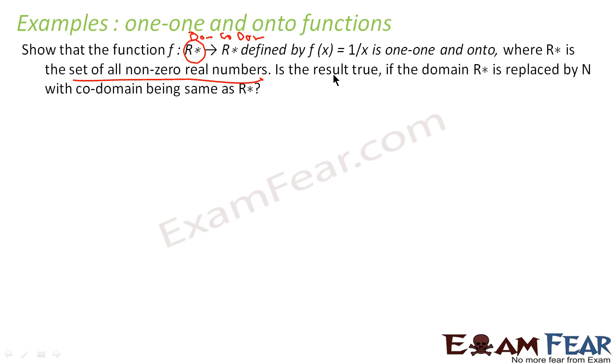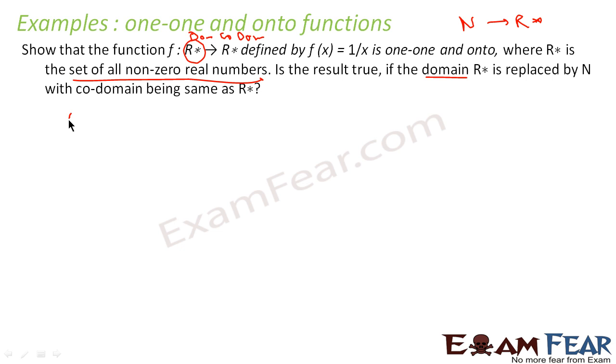And the question asks again, is the result true if the domain is replaced by N, that is from N to R star, where the codomain is still R star? So we have to first say whether the function f(x) equal to 1 by x is one-one and onto for R star to R star, and then we have to find whether the function is still one-one and onto for N to R star. So this is one example where I have told that these things matter. The domain and codomain matter a lot.